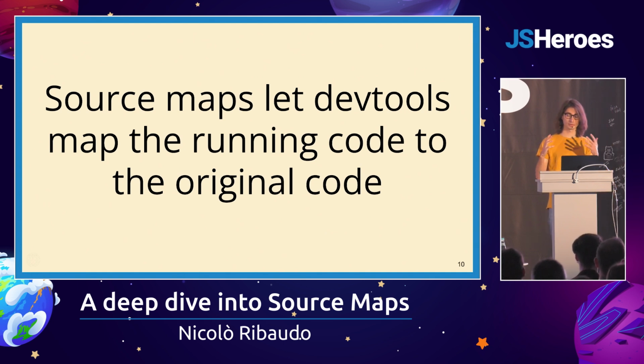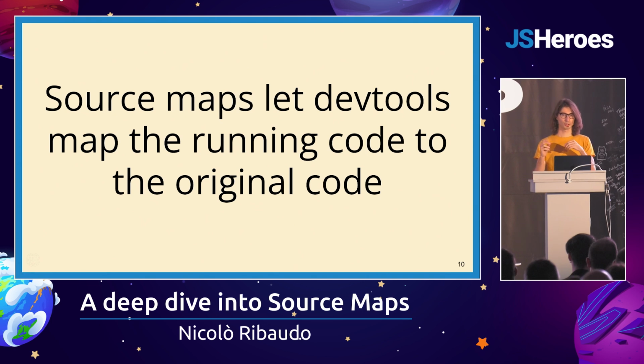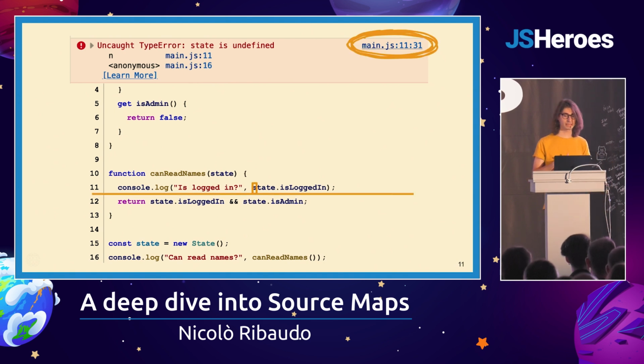Source maps let dev tools look at the code that's running, and for every important piece of your code, compute what the original code was and pretend that they're actually running the original code, even if it's not the code that's actually running. So with a source map, our error would now tell us, look, this is happening in line 11, column 31. So we go look in our editor, we pick line 11, column 31, and we immediately find the error. Again, this is not the code we're actually running, but the dev tool is being helpful by telling us, look, I know that this is not the code you're running, but go check in that place.